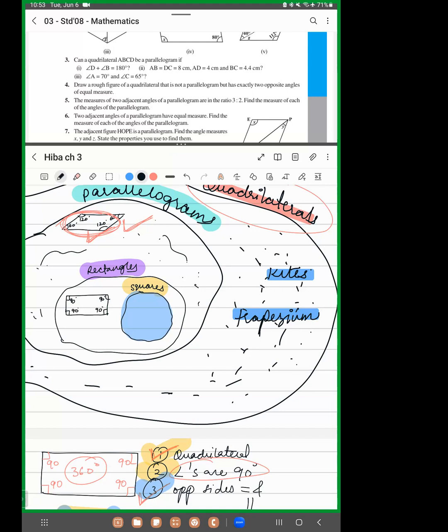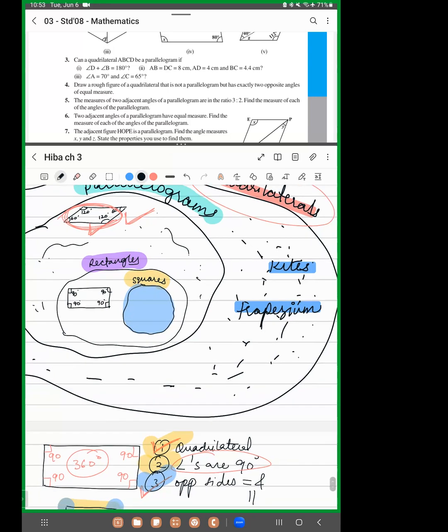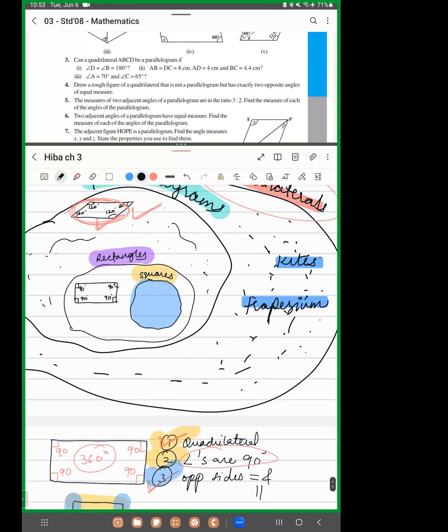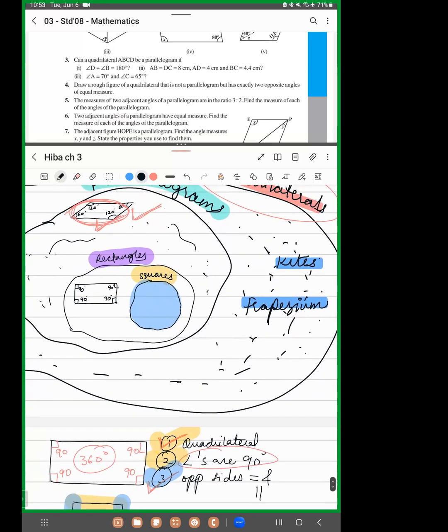But in a square also, all the angles are 90 degrees. That is why a square comes under rectangles. A square is a special case of rectangles. Yes, go ahead. You asked what is a parallelogram whose interior angles are 90 degrees. You said it is a rectangle. And you're asking why it is not also a square? I'll tell you why not.